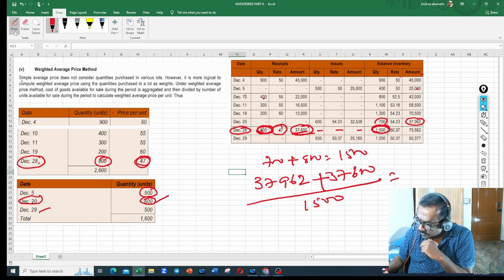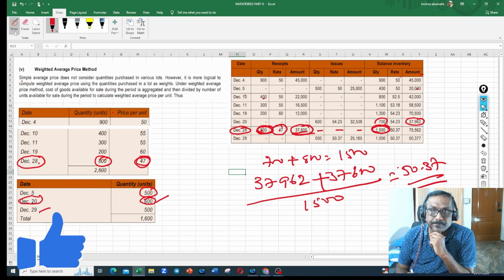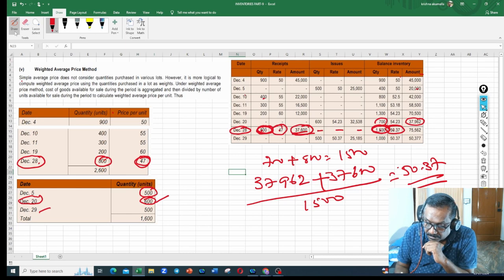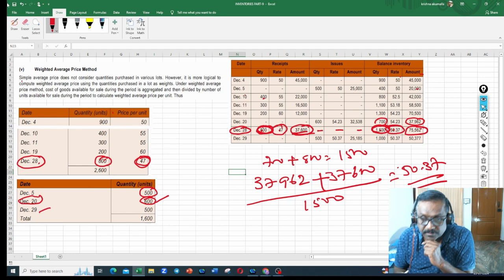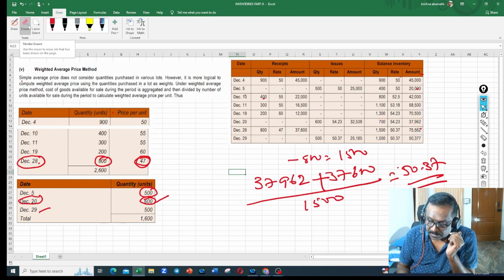Then what will happen? 37,962 plus 37,600 divided by 1500, you get 50 rupees 37 paisa. So you need to take 50 rupees 37 paisa here, multiply these two, you get 75,562. So that should be your closing value. I hope you are clear on this point as well. Let me move on to the next date. Next date is what?